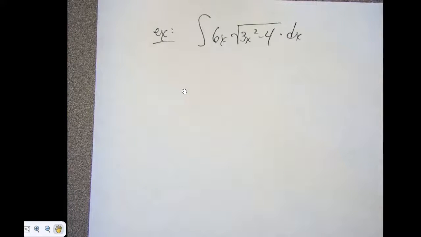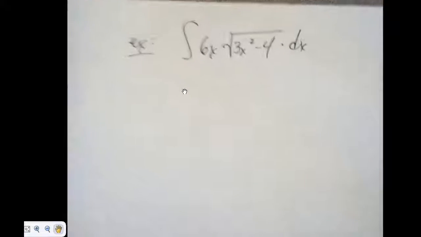I would like you to try to do that problem both ways. Can you reason through it with the reverse chain rule, big guy, little guy approach? And then can you do U-substitution?